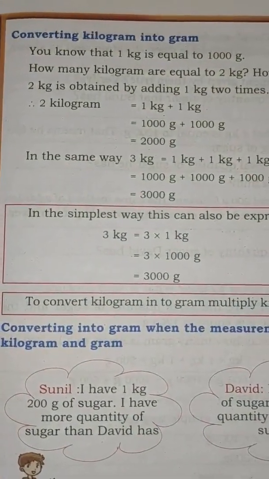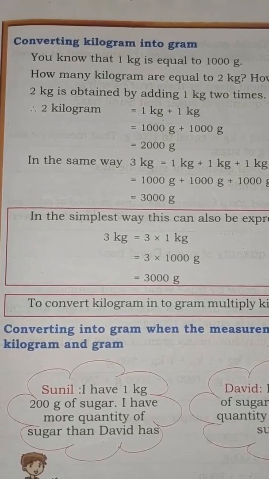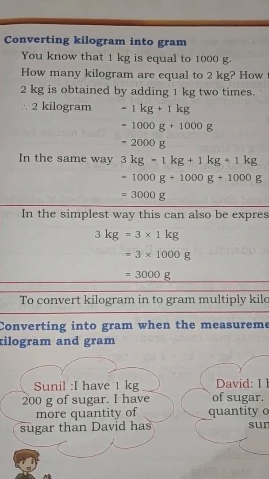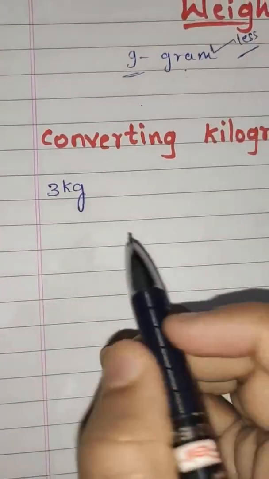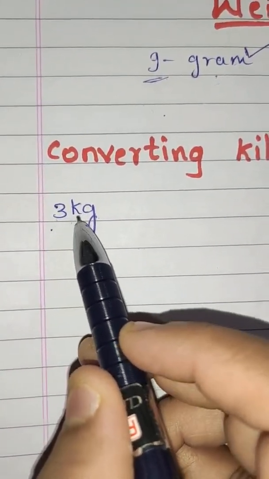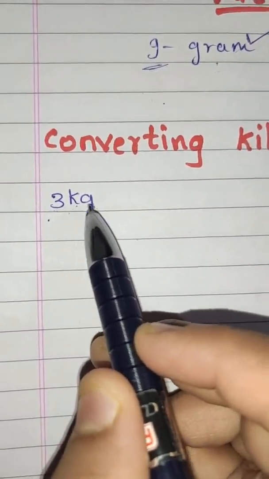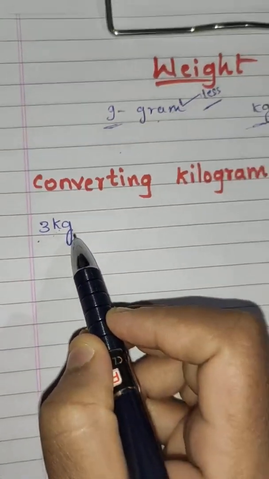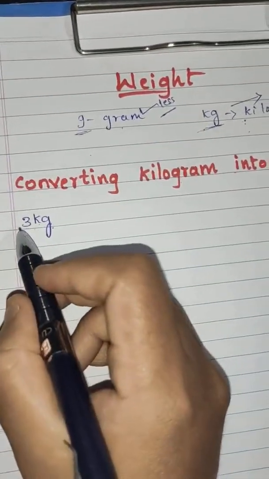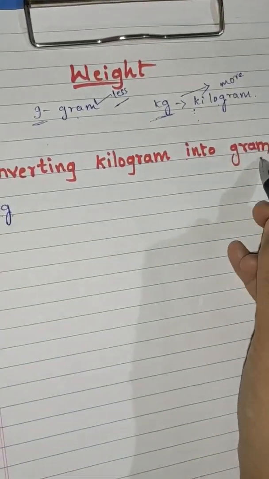Now we are going to see how we can convert kilogram into gram. Let us take one example. So children, what is this? How can we read this one? Yes, it is 3 kg, 3 kilogram. Now we are going to convert this 3 kg into gram.